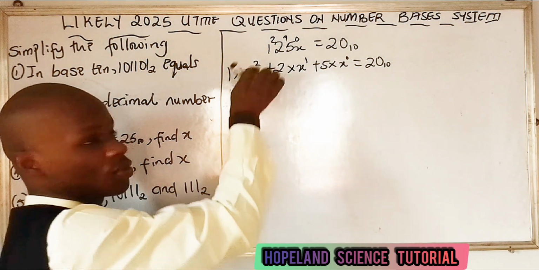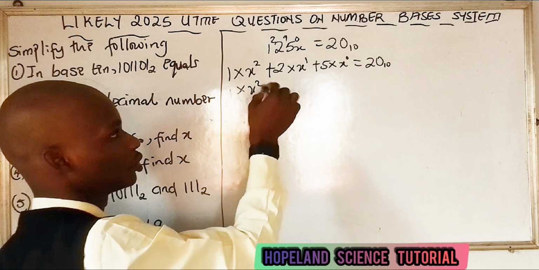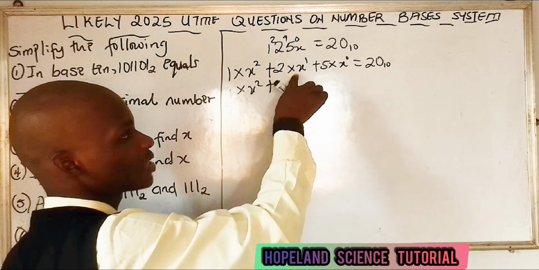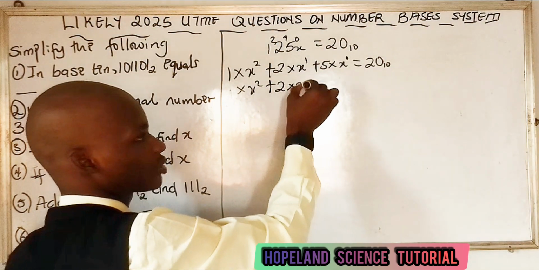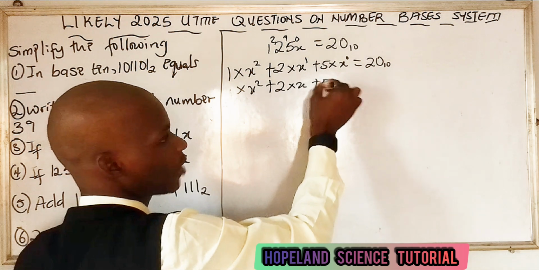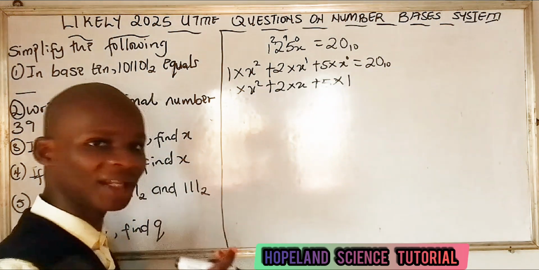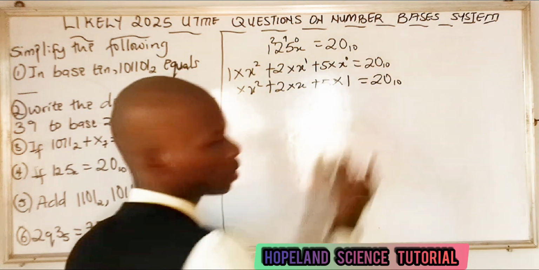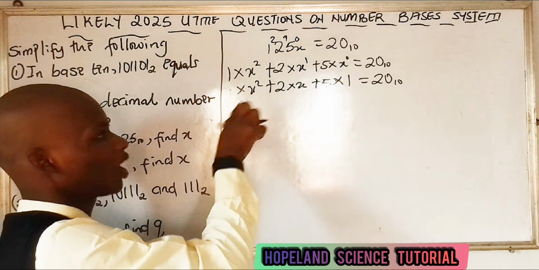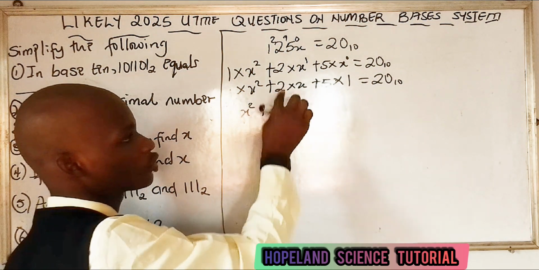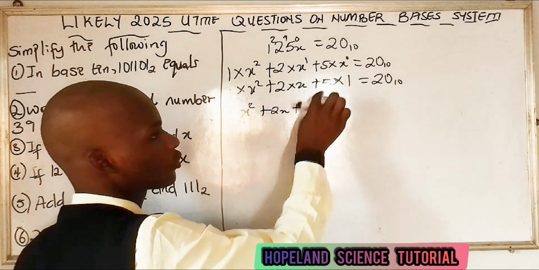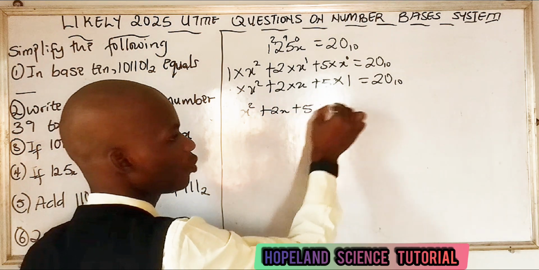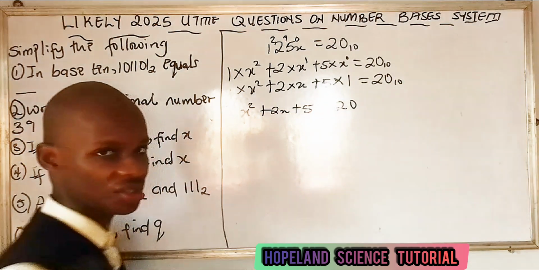So now let's go. s squared is s squared. Nothing can be done to it. So plus 2 times s raised to the power 1 is 2s, plus 5 times s raised to the power 0. Remember that anything raised to the power of 0 is 1, so that is 5 times 1, equals 20 base 10. Okay, now let's move on. 1 times this will give us s squared, plus 2s, plus 5 times 1 will give us 5, equals 20. We can ignore the base 10 for now.